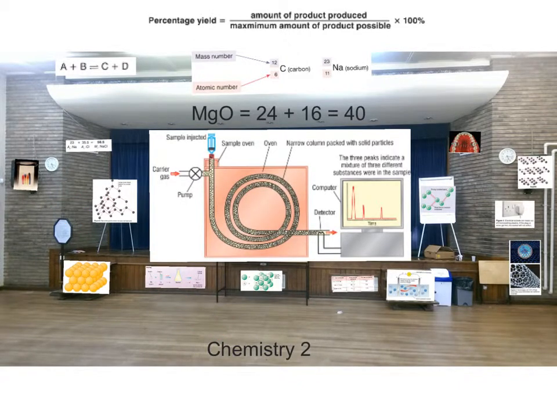Compounds in a mixture can be separated using gas chromatography. Once separated, compounds can be identified using a mass spectrometer. The mass spectrometer can be used to find the relative molecular mass of a compound from its molecular ion peak.